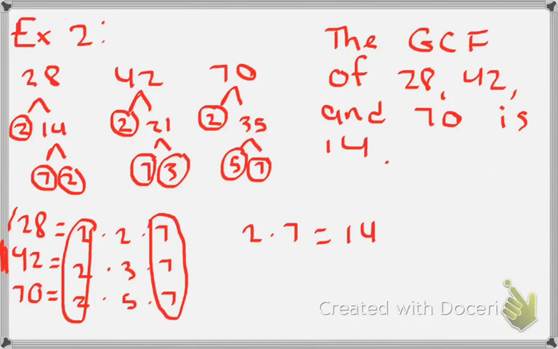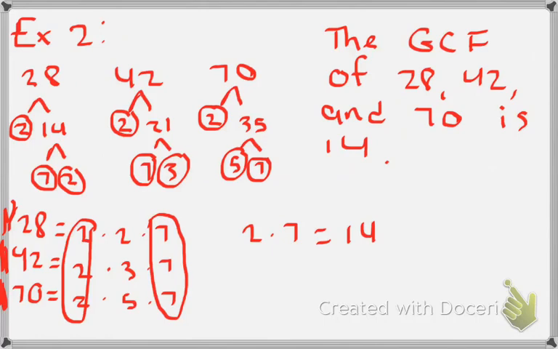And then the last one is 70. You have to write them across. 70 is 35 and 2. You have to circle 2 because it's a prime number. And 35 equals 7 times 5. Circle those because they're prime numbers. And right down here, the last one is 2 times 5 times 7. So you have to write them down.